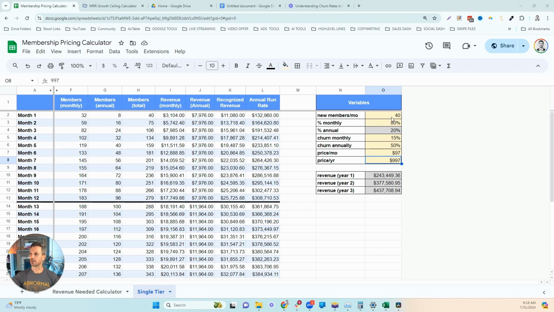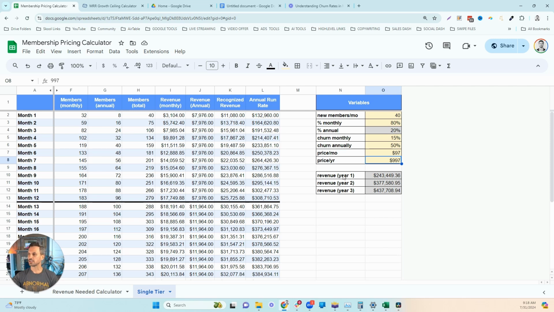So remember, our new memberships per month, we're going to bring in 40 new members per month. 80% of those I want to be monthly subscriptions. 20% of those I'm saying is going to be annual subscriptions. My monthly churn, remember, was 15%. My annual churn, I'm just guessing, is going to be 50%. My monthly price is going to be $97 per month, and my annual price is going to be $997 per year. So those are my numbers. Plug yours in, and then these boxes are going to tell you how much potential revenue that you could generate if you keep these numbers the same.